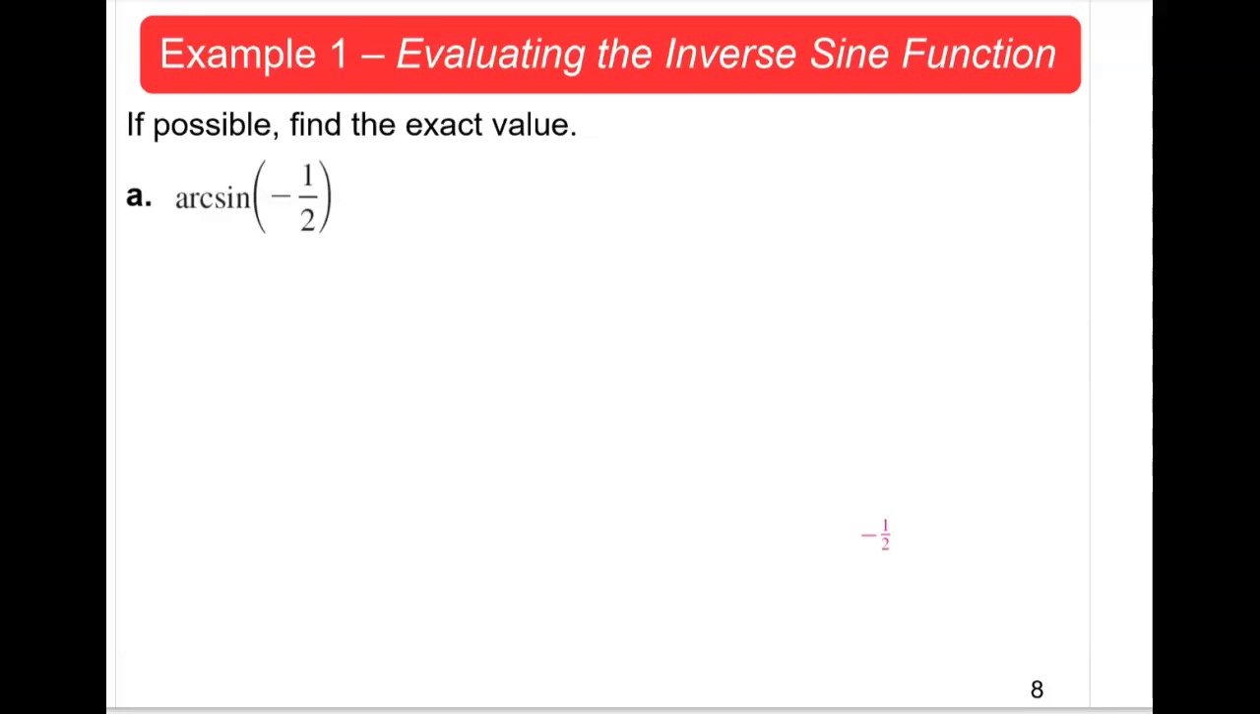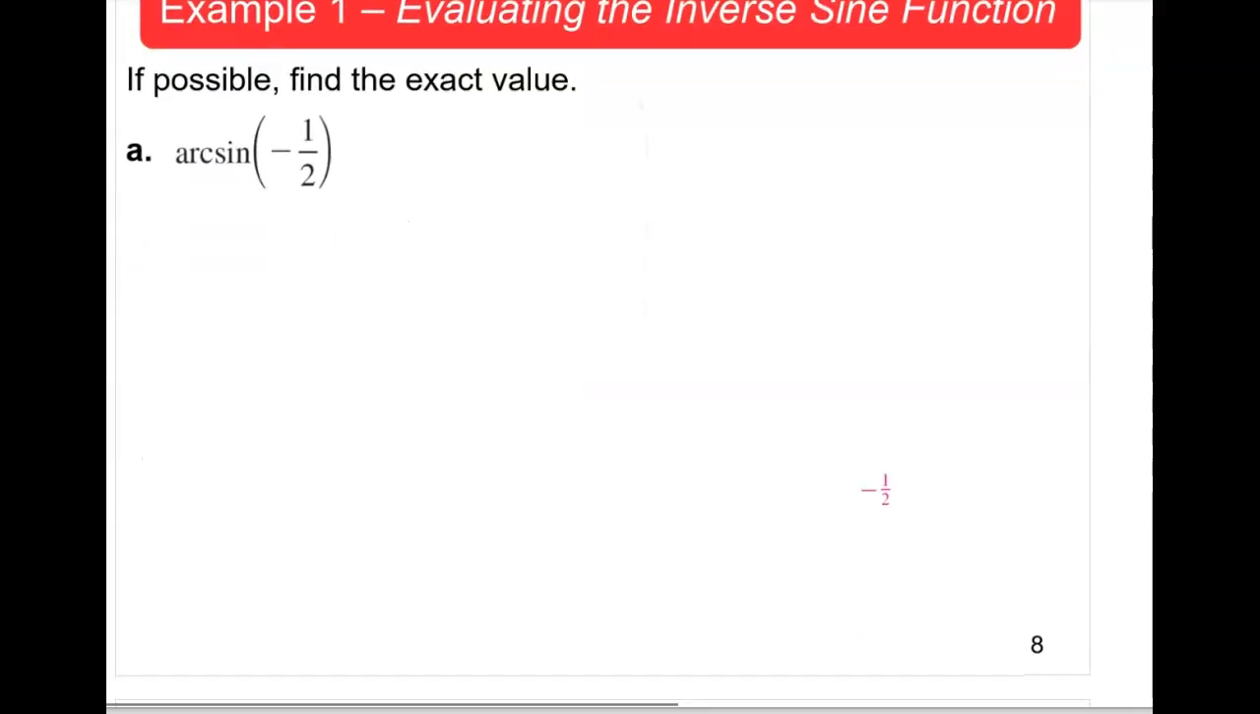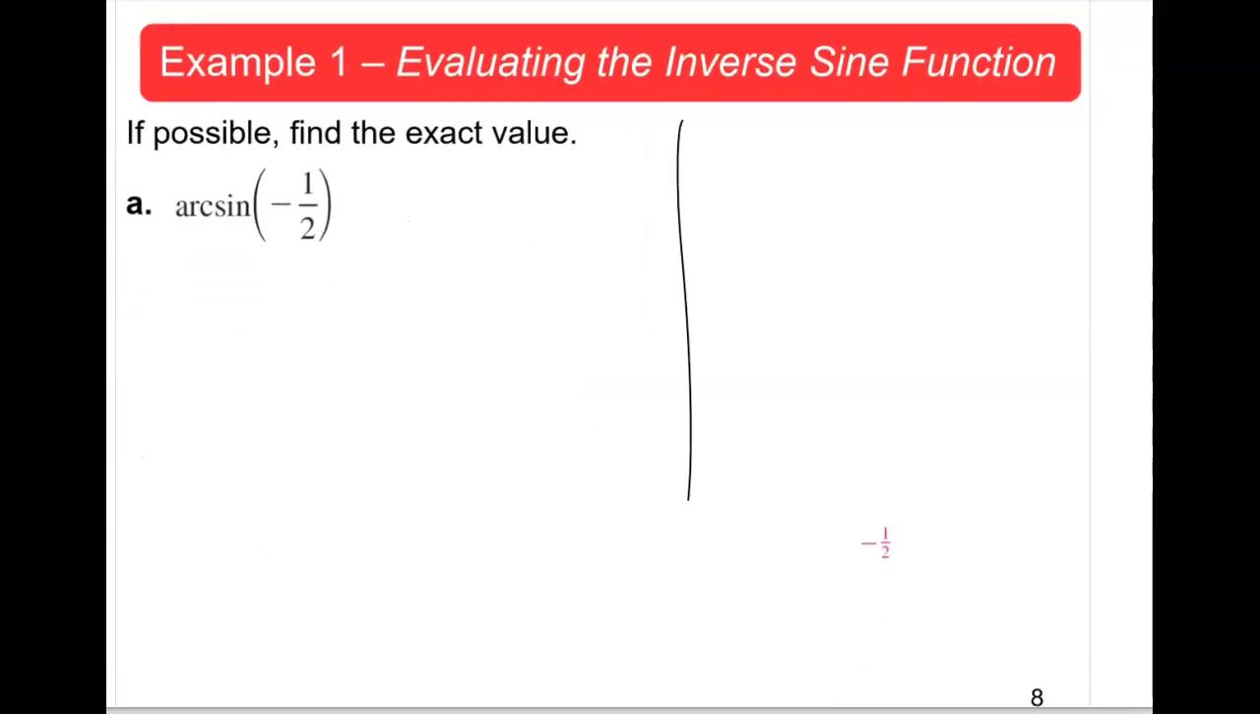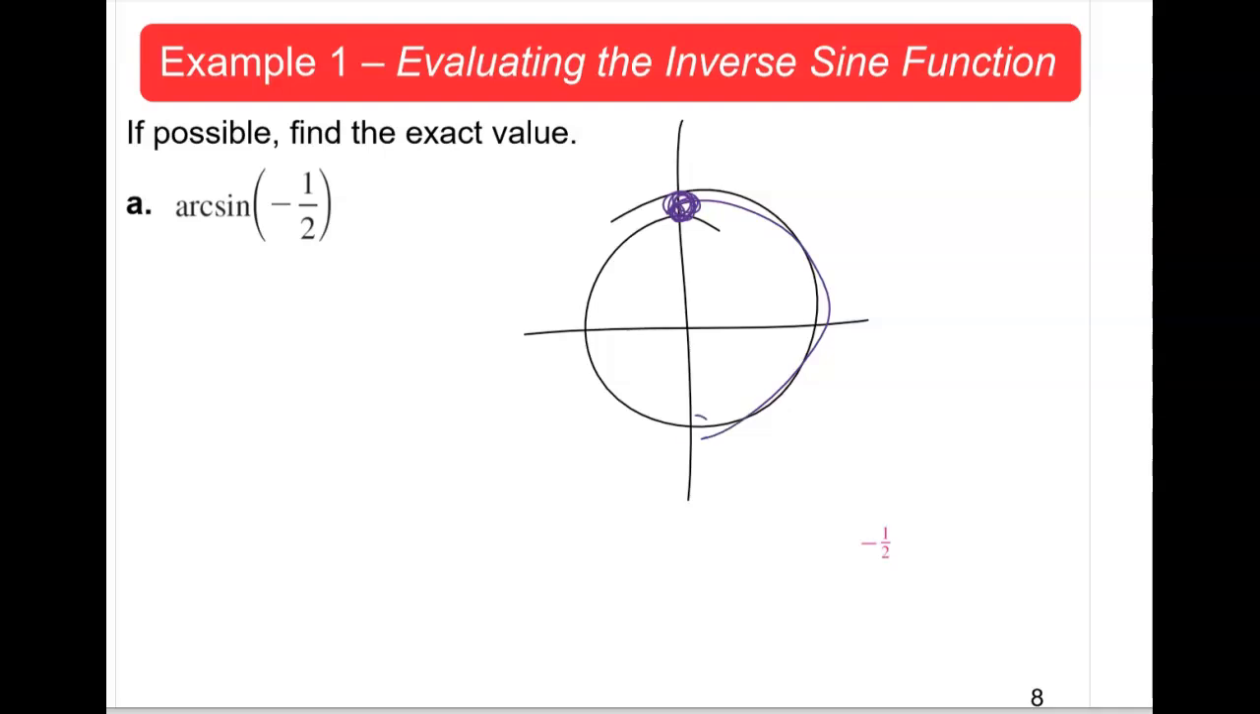For example 1, we're going to find the exact value of arcsine of negative 1/2. Now, we're going to do this without a calculator. So first of all, we're going to draw the unit circle. And I want you to remember how we purposely decided to restrict the domain. We did it on the sine graph, but I want to show it here on this unit circle. And so we're talking about angles that go from negative pi over 2 to pi over 2.